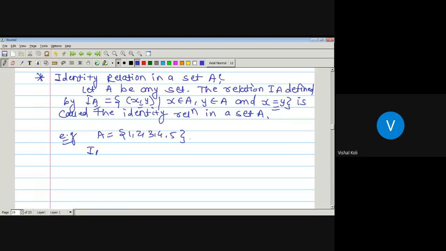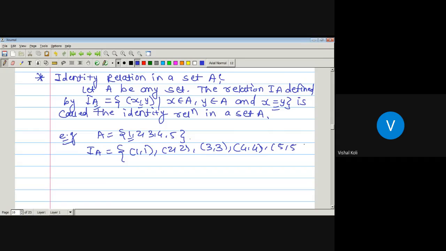From this, I_A is nothing but here we have to take all the elements (x, y), where x and y belong to these 5 elements 1, 2, 3, 4, 5, but there is one restriction. In each case x must be equal to y. So if we choose x equal to 1, then we have to take y also 1. So the first element is (1, 1). Second element, if we choose x equal to 2, y equal to 2, is (2, 2). Similarly (3, 3), (4, 4), and (5, 5).